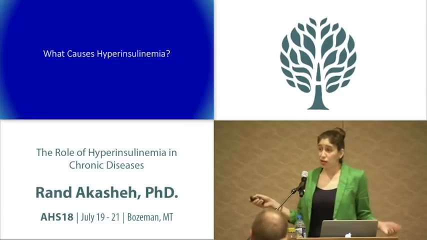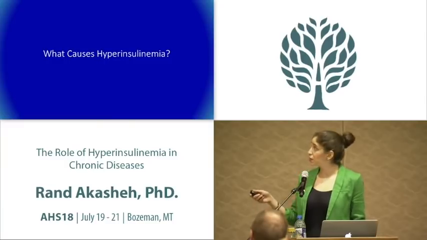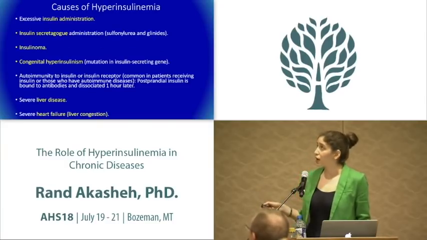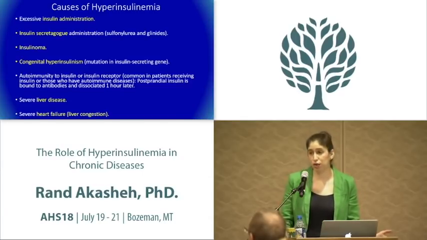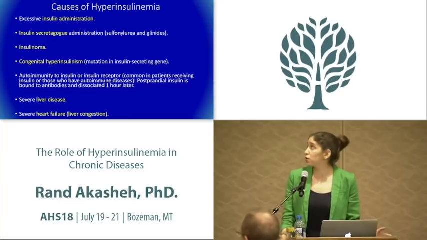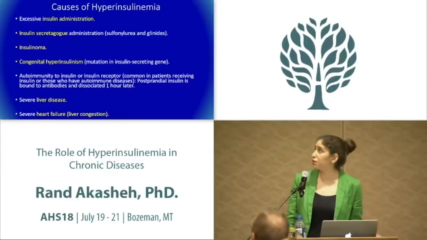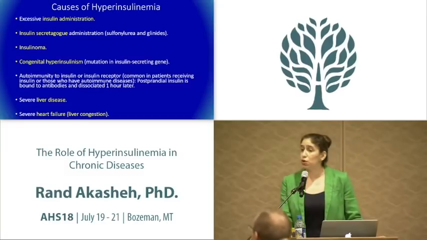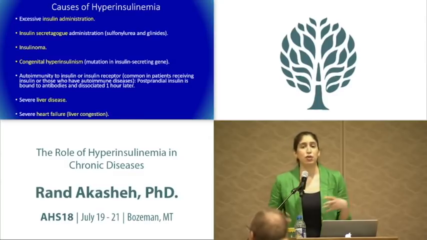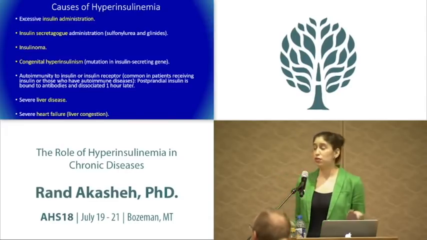What causes hyperinsulinemia in general? That's a critical question, and I'm going to spend some time explaining those factors. Factors can be quite direct, that involve insulin administration, of course, insulin secretagogues like sulfonylureas, insulinomas, which are tumors in the pancreas that oversecrete insulin. We have congenital hyperinsulinism, or autoimmunity to insulin or the insulin receptor, where we see the insulin bound to its antibodies in the circulation, which delays its clearance.